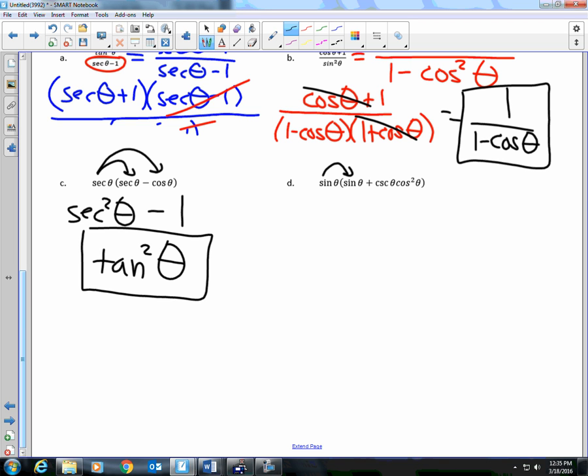Again, I'll distribute sine. Sine times sine. Sine squared of theta. Sine times cosecant. What's the relationship between sine and cosecant? Reciprocal, so I just have 1 cosine squared. What's sine squared plus cosine squared? One.